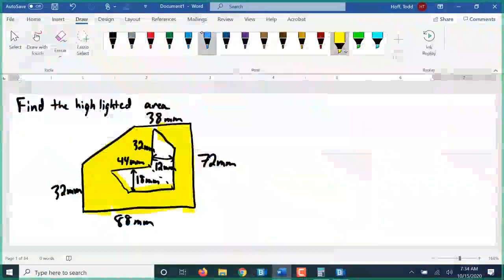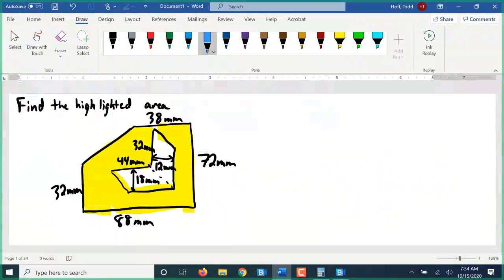Recording has started. So I would start out with that larger shape. In fact, I would make it a big rectangle like that, where we know that this is 50 millimeters. That's just the 88 minus the 38. And this over here is 40 millimeters. So my larger rectangle is 88 by 72.